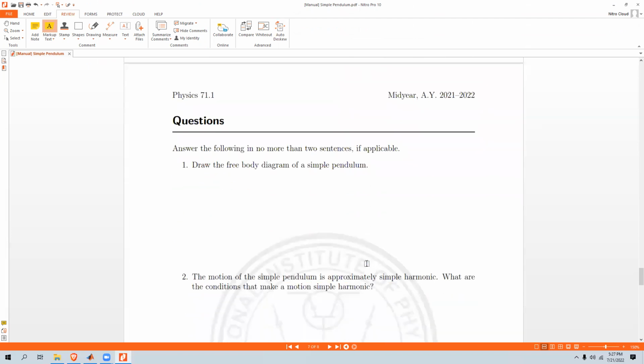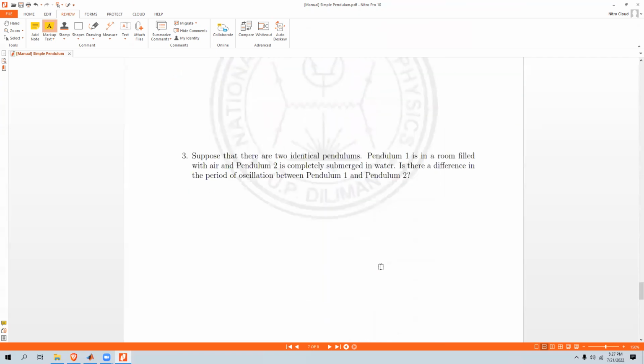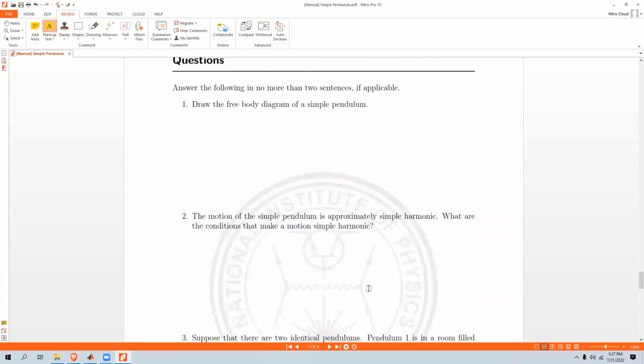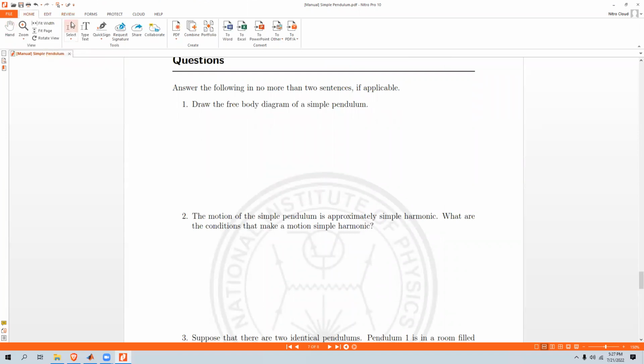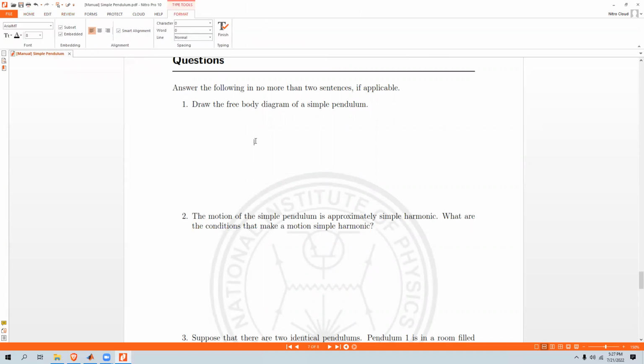And lastly, we arrive at our questions. So these are guide questions that you can use in the future. So we have a total of 3 questions here. So first, you're to draw the free body diagram of a simple pendulum. So I can give you a hint here. You can refer to Physics 71 lectures, so you can determine the free body diagram of your simple pendulum.